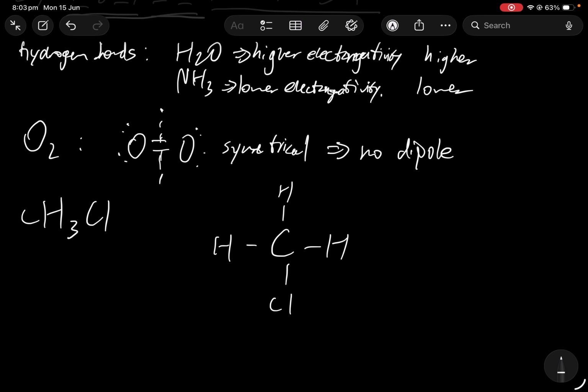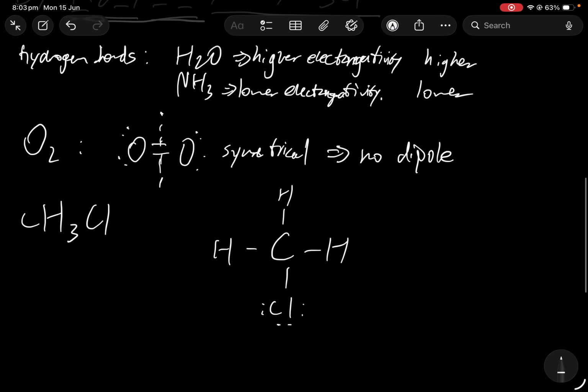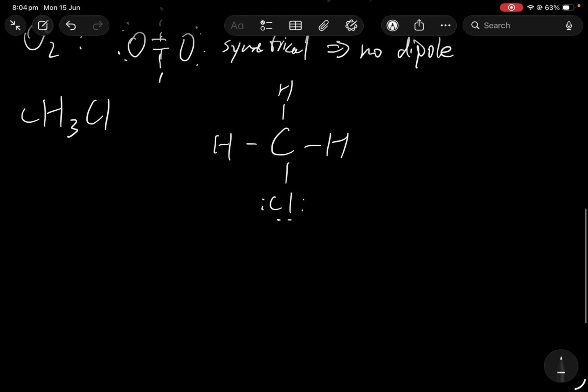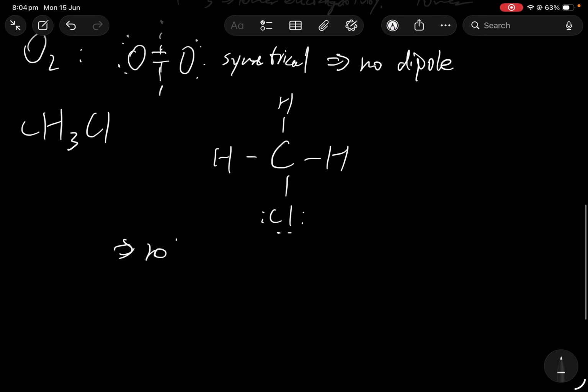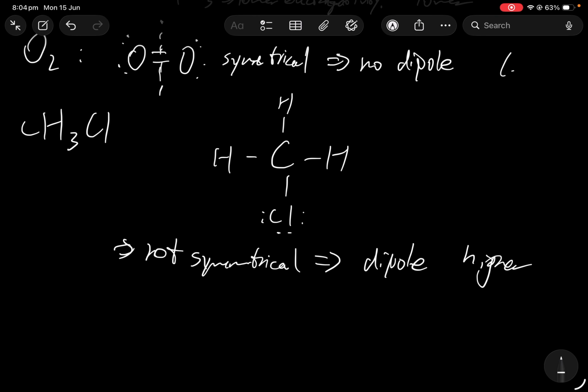So that means this will have that much electrons, while the other ones have no more. So this is clearly not symmetrical. That means it has dipole-dipole force, which means that this will have a higher boiling point. Lower.